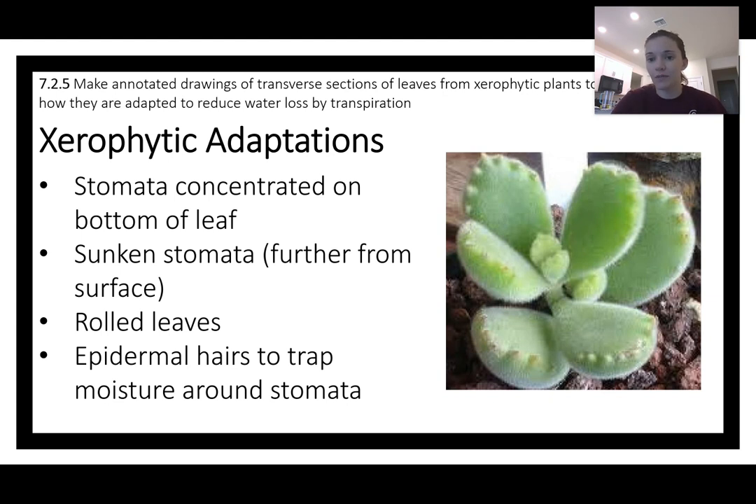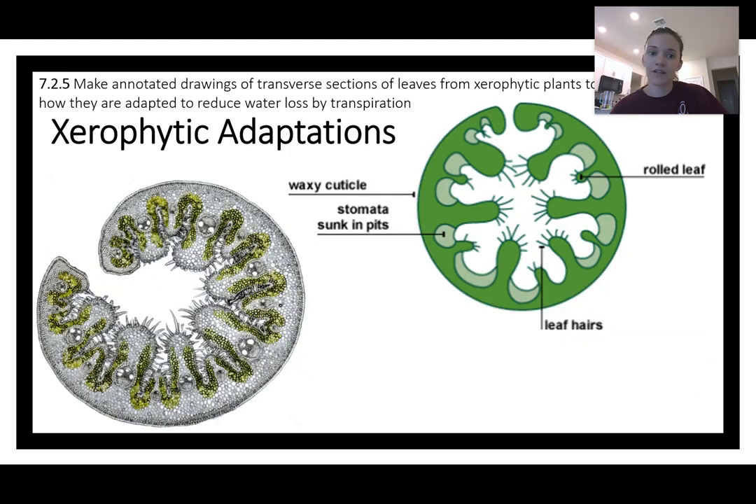So this is kind of a blurry picture, but like those fuzzy succulents, those hairs help to trap moisture, and more moisture, more humidity outside the leaf is going to decrease transpiration. So here's a picture of a leaf. Just some examples. You guys are going to do practice problems with this, but this one, for example, has a rolled leaf. It's got these hairs. It's got, we can't really see the cuticle here, stomata in pits.